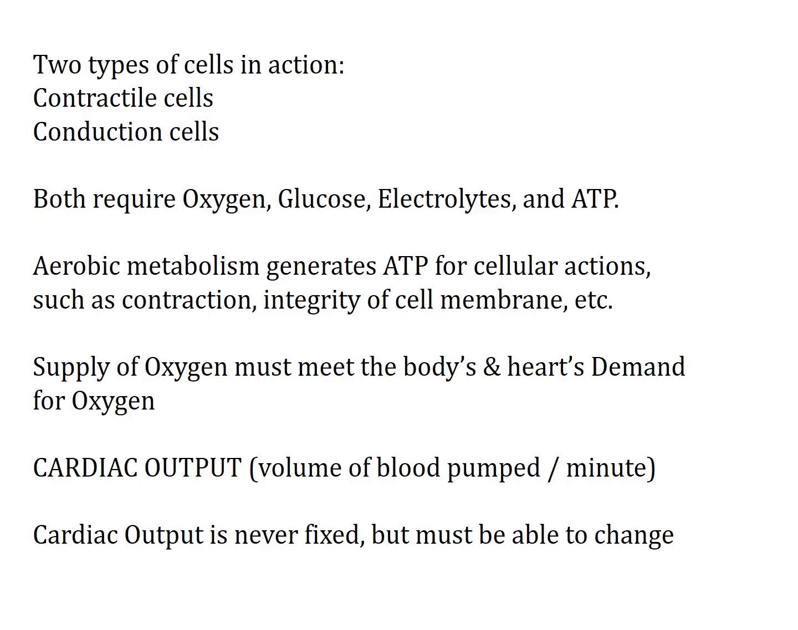Again, two types of cells continually in action in the heart are the contractile cells and the conduction cells, and both need a steady supply of oxygen, glucose, electrolytes, and they must be continuously generating ATP in order to make all that metabolic activity, particularly the conduction and the contraction, to occur. So the heart cells are very aerobic, using that glucose and oxygen to generate ATP. That ATP is necessary for cardiac conduction, contraction, and maintaining the integrity of the cell membrane.